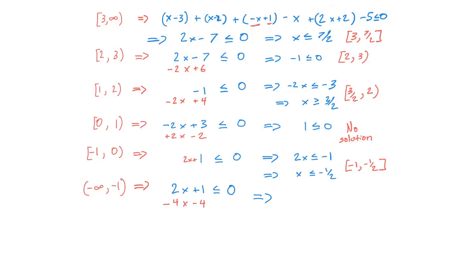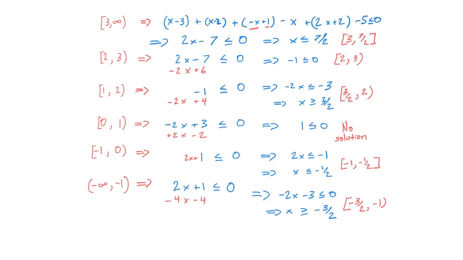So in terms of the x's, we have minus 2 of them. And in terms of the constant term, we have minus 3. So this means that x is bigger than or equal to minus 3 over 2. So the interval that we get this time around is minus 3 over 2 going all the way up to minus 1. Now it's time to collect all of our answer looking back.